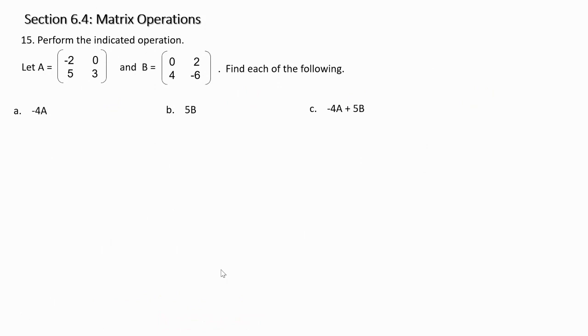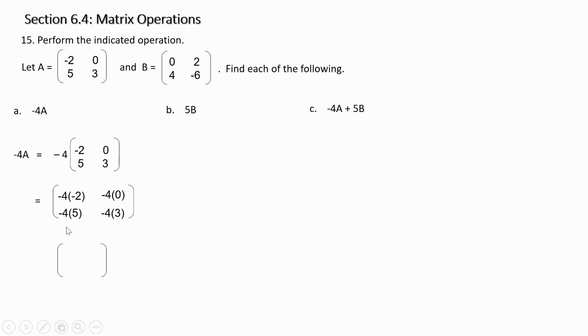Now, let's do, it says perform the indicated operation. So here we're going to find negative 4A, we're going to do 5B, and negative 4A plus 5B. Here we're going to multiply by a scalar. This is considered a scalar. So negative 4A is the same thing as negative 4 times every element in matrix A. So it's going to be negative 4 times negative 2, negative 4 times 0, negative 4 times 5, and negative 4 times 3. Or if you want, you can skip this middle step.